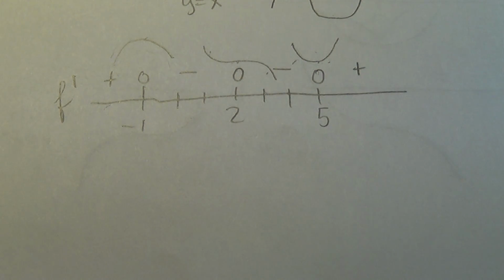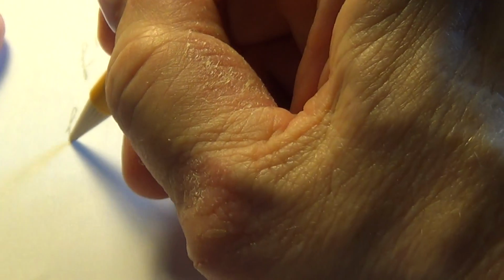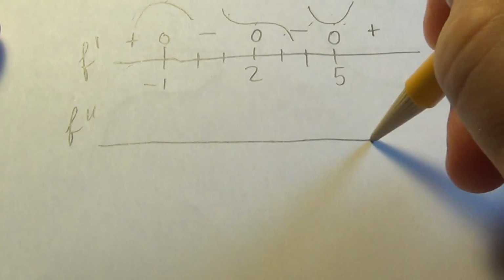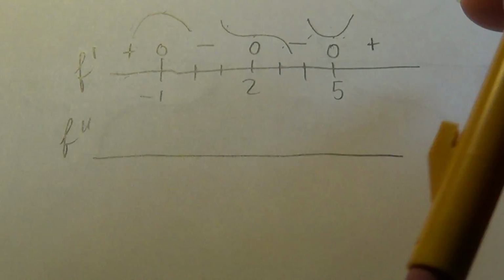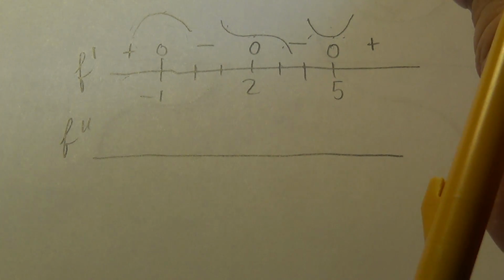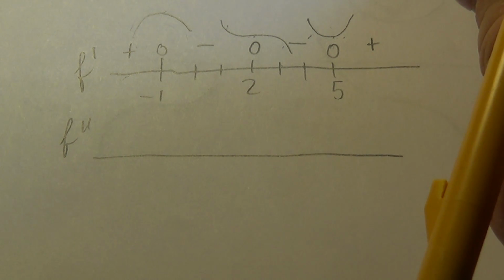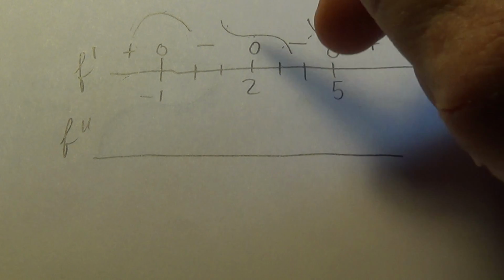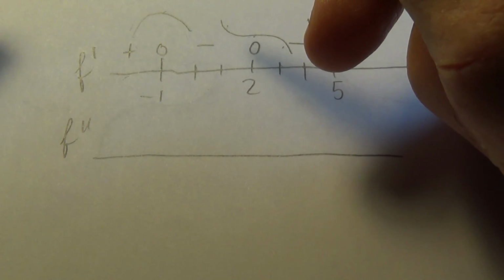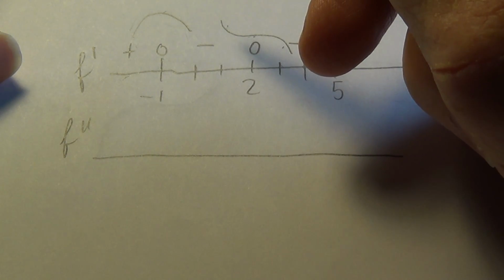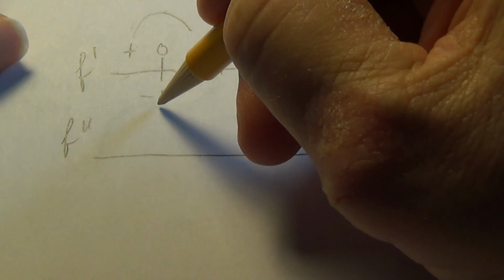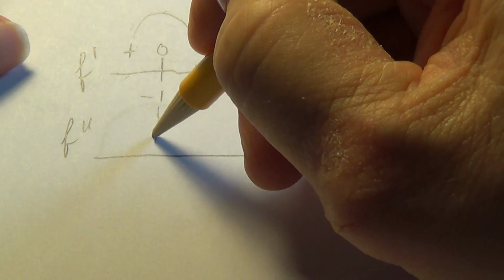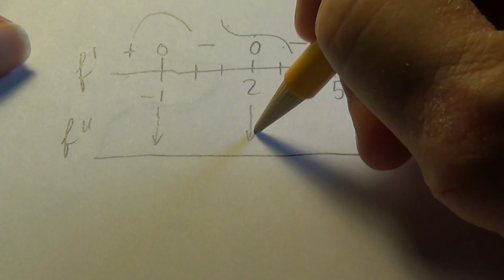All right. Let's look at the same example, and I'm going to show you what happens to the second derivative. And we're going to see that the critical points are still here and here.